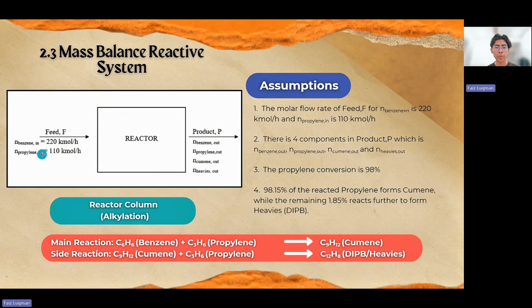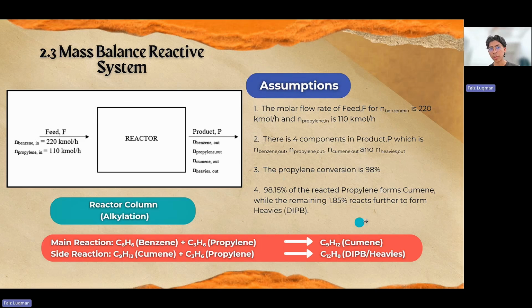In this, we have the reactor column, also known as the alkylation for cumene production. In the feed we have the benzene in, and also the propylene, and we also have the molar flow rate, which is already given. And we also have the product, which is benzene out, propylene out, cumene out, and also heavies out.